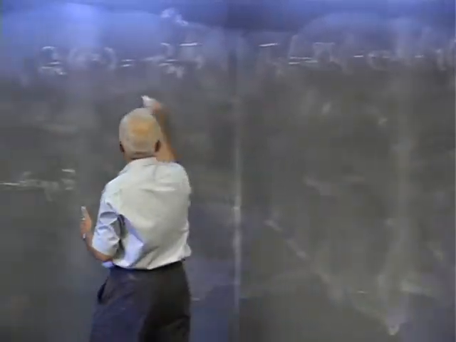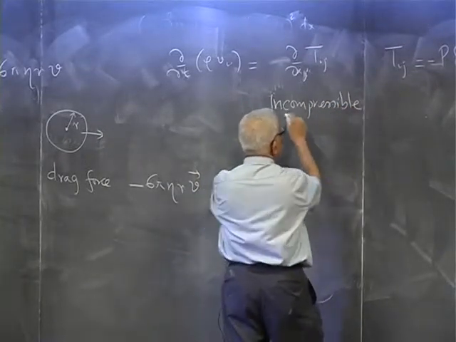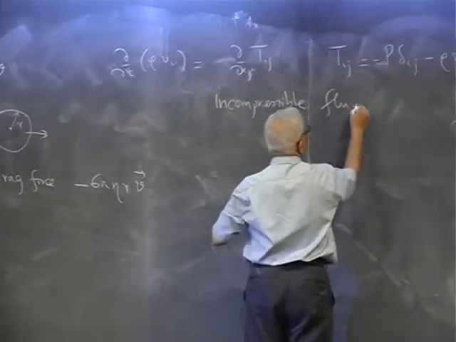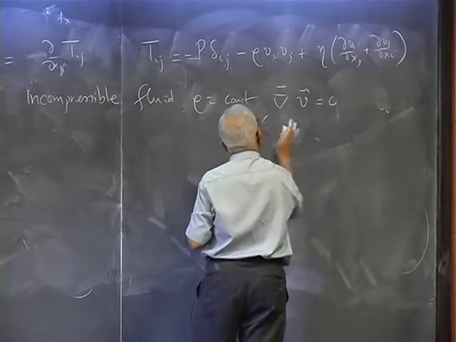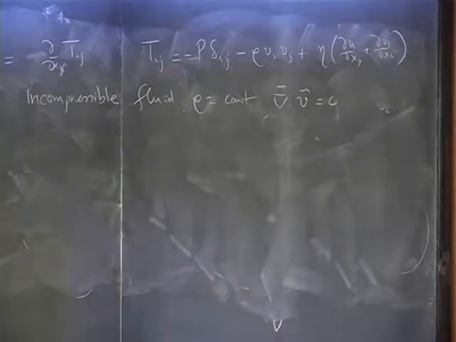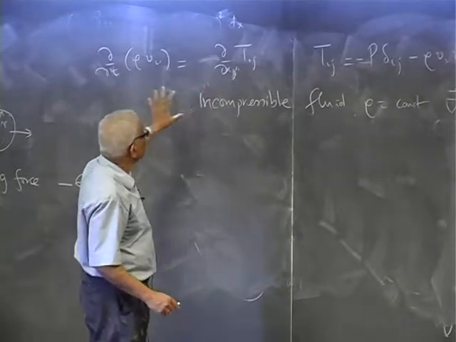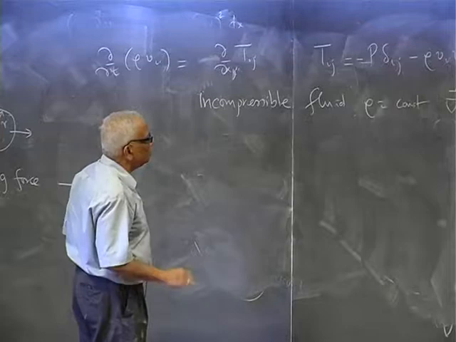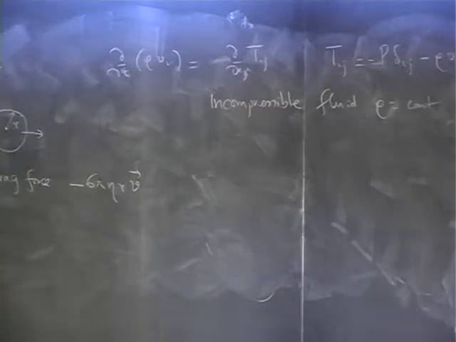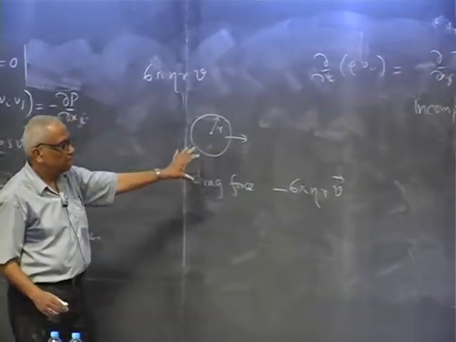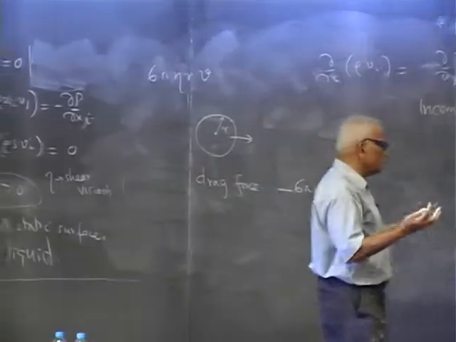Incompressible fluid, so from now on, except when I do the speed of sound, it is all going to be an incompressible fluid, rho equal to constant, divergence v equal to 0. All right. So that's T_ij equal to this, and my rho is a constant, and that's my equation of motion. And now I have to get some result for you which talks about the drag force as minus 6 pi eta r v. So the first thing you need to know is the velocity field.